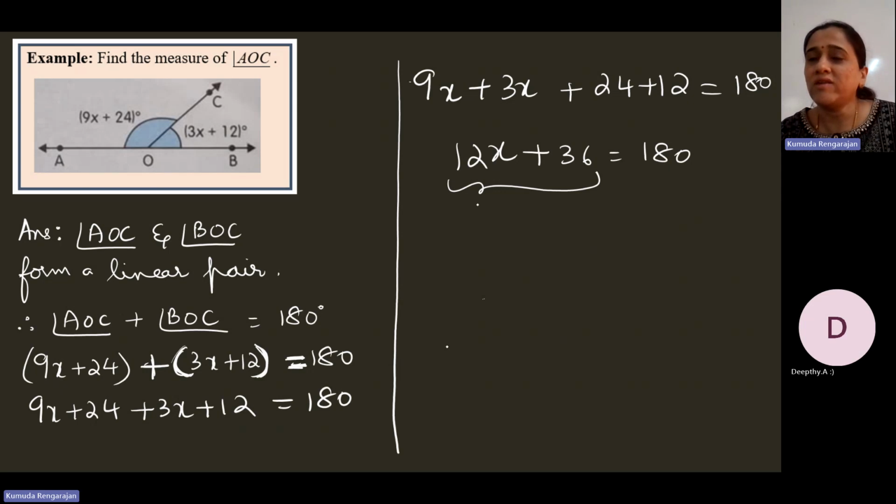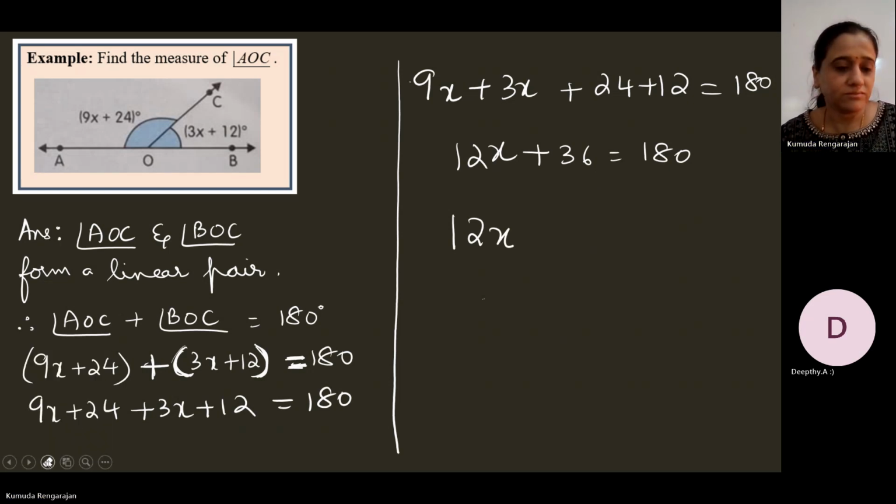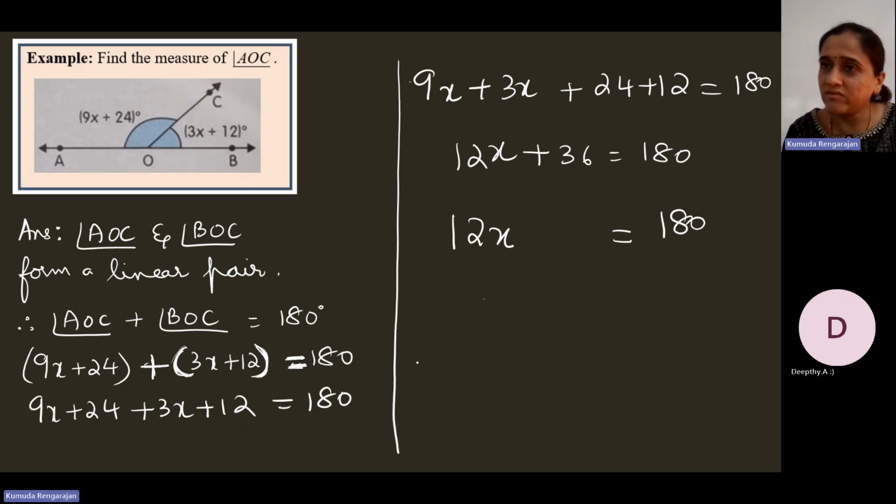At this point, you'll have to separate the x term and the constant. So what you do, write 12x as it is. Put this equal to sign as it is. Write 180 as it is. Because the constant should be on the RHS. 180 is a constant, it's already on the RHS. 12x is the x term. We want to have that on the left-hand side. What did we understand? The x term should be on the left-hand side and the constant should be on the right-hand side. So this 12x is already on the left-hand side. The constant is on the right-hand side, 180.